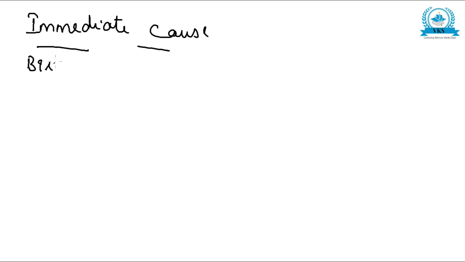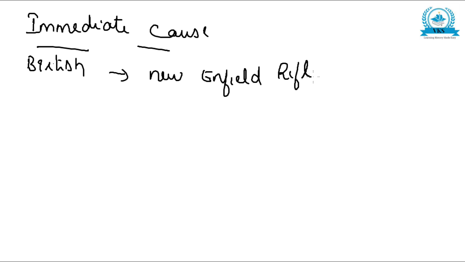Now finally, let us see what was the immediate cause. Together with all these causes, what was the immediate cause for the revolt of 1857? So here what happened was British introduced a new Enfield rifle, and this Enfield rifle's cartridge had a cover.